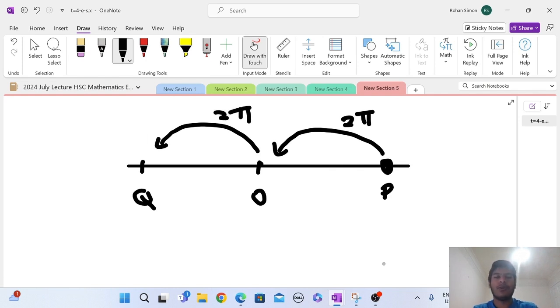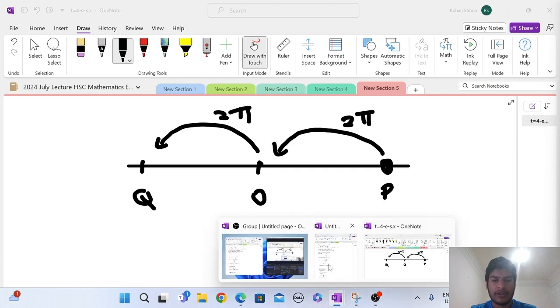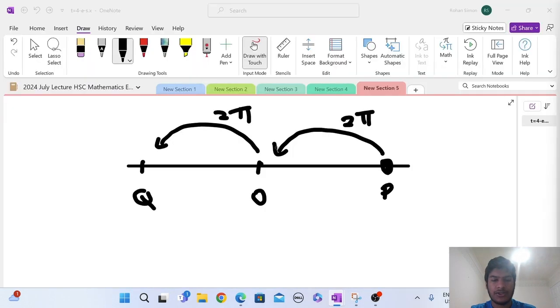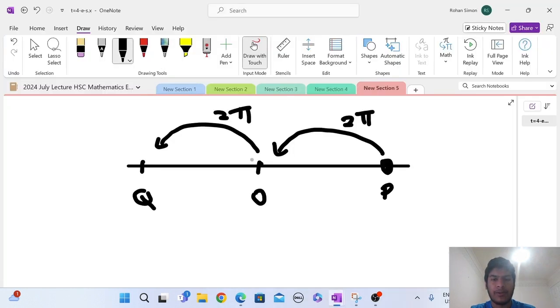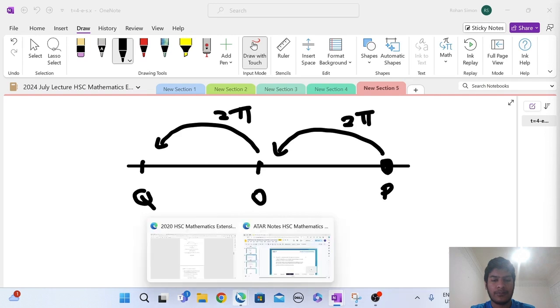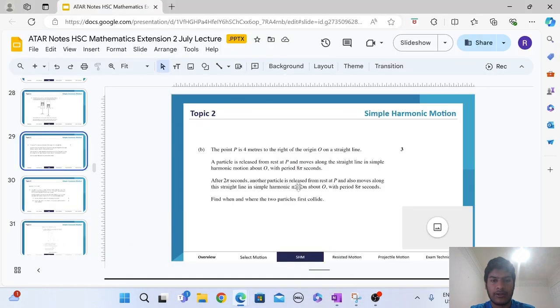So after that, 4 pi seconds has elapsed. Now this is, again, a bit tricky to see, but hopefully you can follow along with the logic. Then the question says that after 2 pi seconds, that is, when the particle is at O, another particle is released from rest at P, and also moves along the straight line in simple harmonic motion about O with period 8 pi seconds.